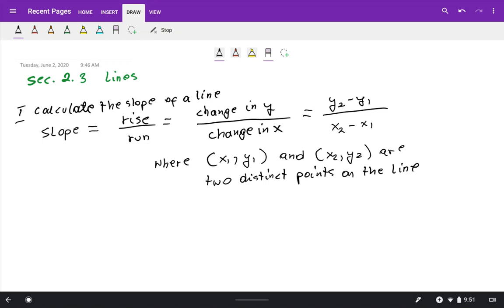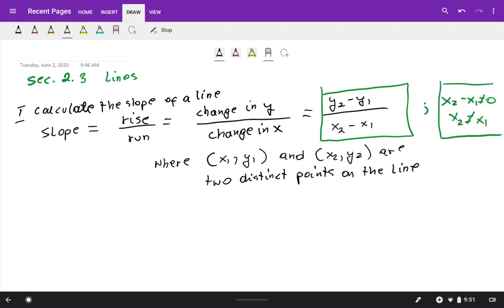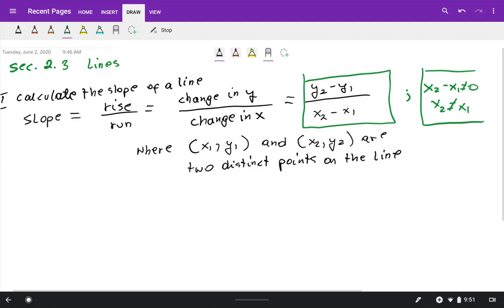So the formula you need to know is y2 minus y1 divided by x2 minus x1, and we need to give the condition that x2 minus x1 can't be equal to 0, which means x2 cannot be equal to x1. We give that condition because we cannot divide by 0.